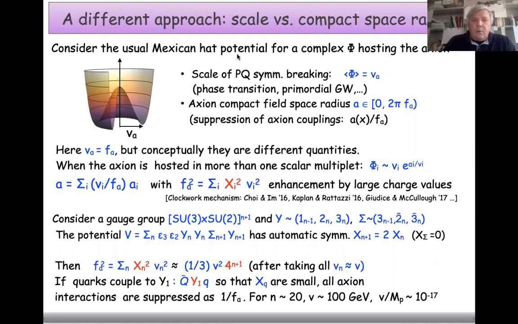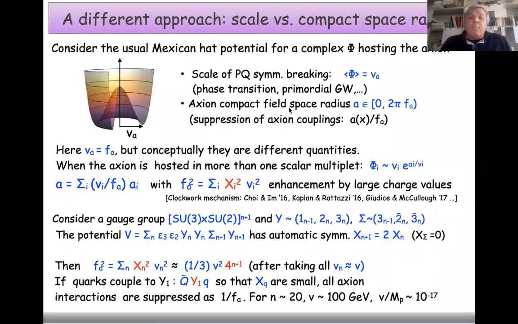So consider the usual Mexican hat potential for a complex phi that hosts the axion. The radius is VA, and VA is also the order parameter of the Peccei-Quinn symmetry breaking. So with VA, we have associated the phase transition, maybe primordial gravitational waves.